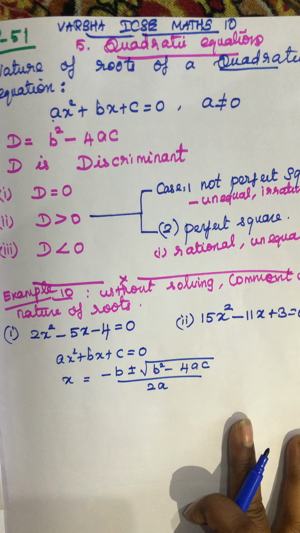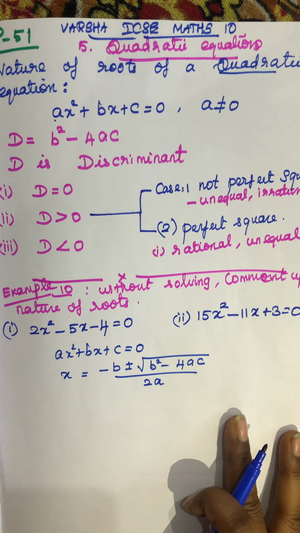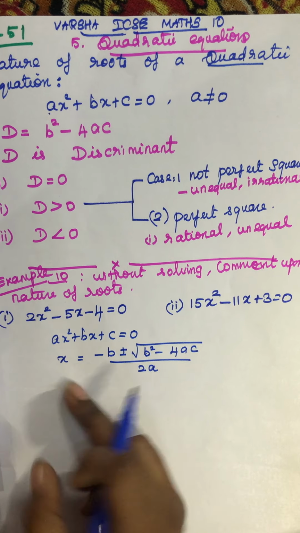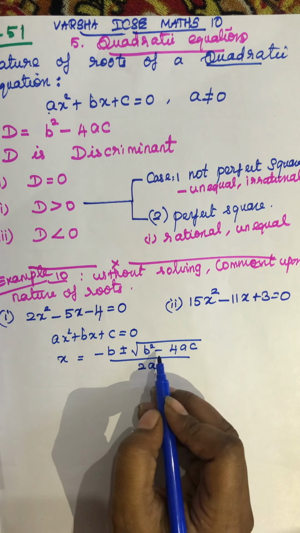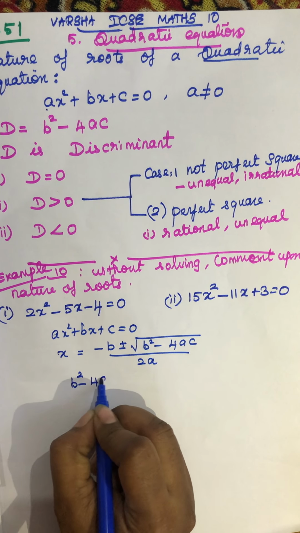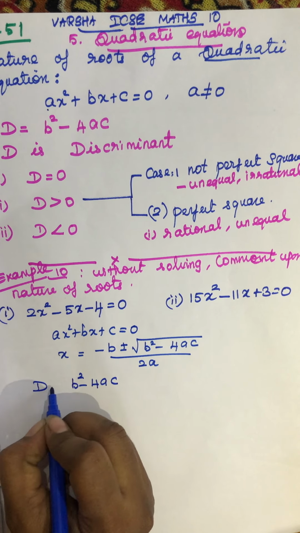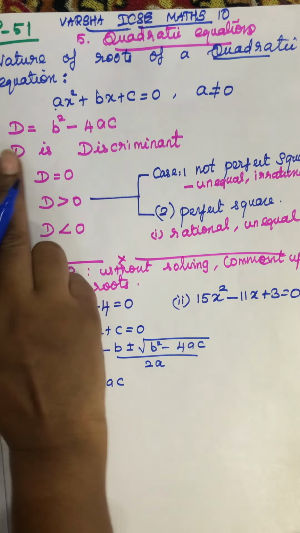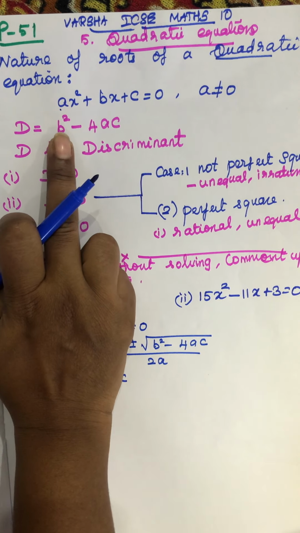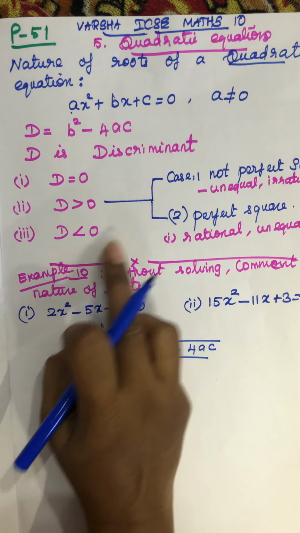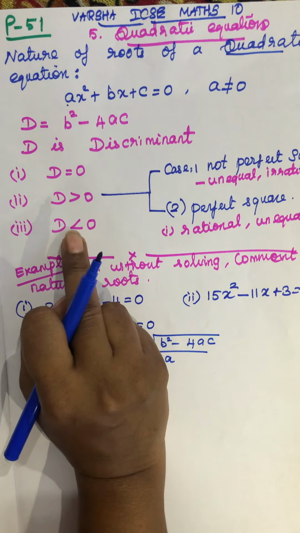See, what is the discriminant here? What is deciding the nature of the roots? The value b² − 4ac is called the discriminant. So b² − 4ac is deciding the nature of the roots. How many possibilities will there be? Three possibilities.